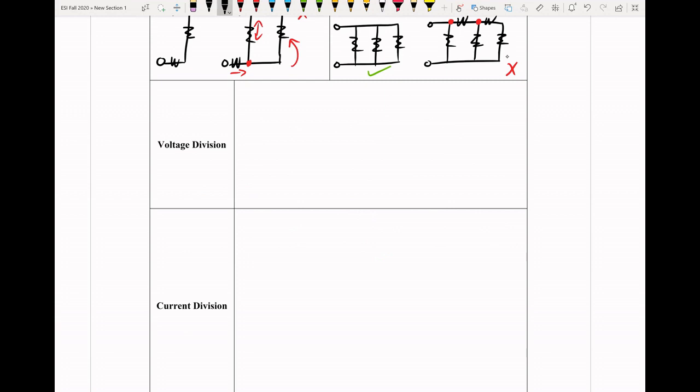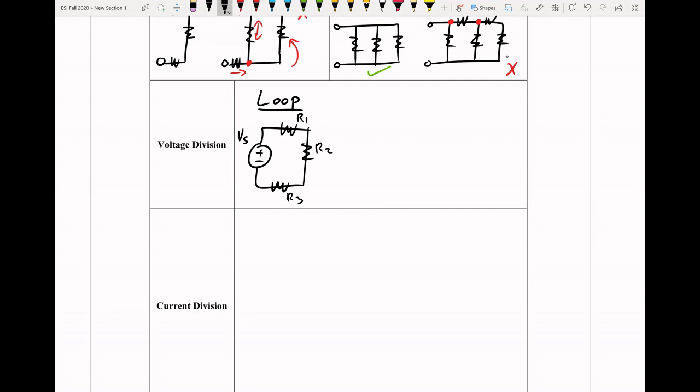Okay, if we look at voltage division, this is going to require that we have a loop. If we wanted to find the voltage across a specific resistor, like this, R1, R2, R3, and then this will be the source.